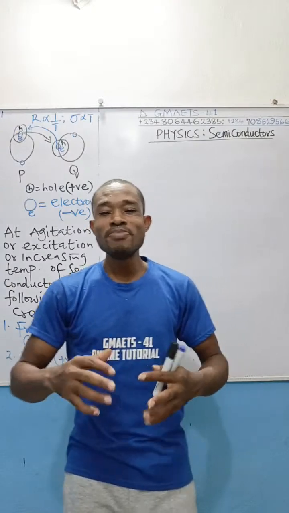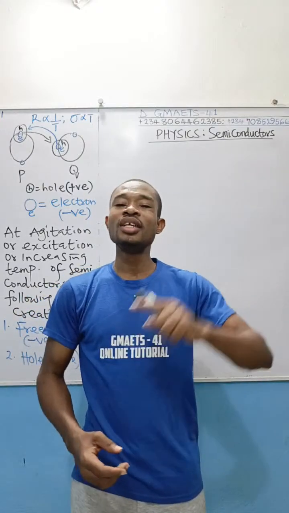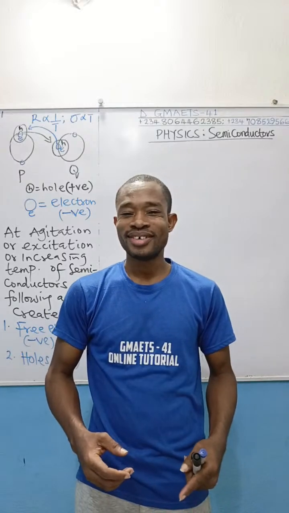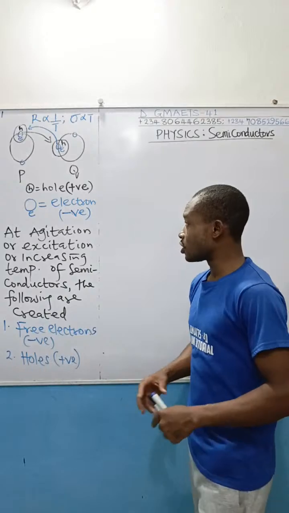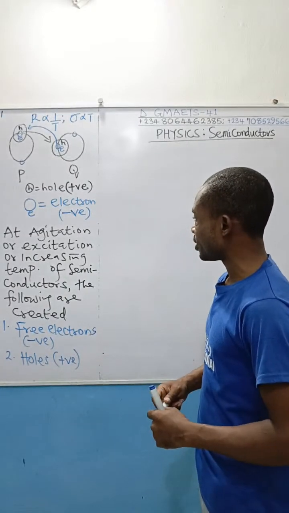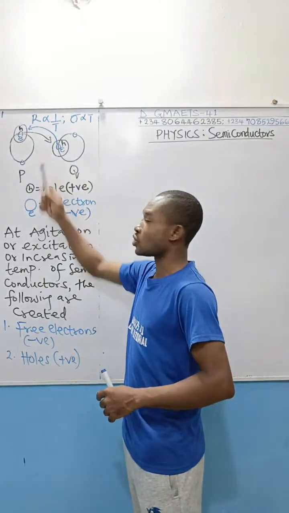You can make them to become impure semiconductors, and that is what leads to the types of semiconductors that we have. So I want you to take note of that. We are going to talk about types of semiconductors now. And there is something I want to say here quickly also.